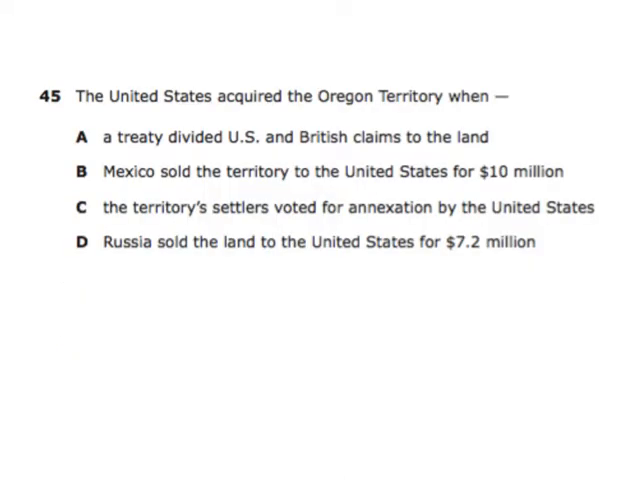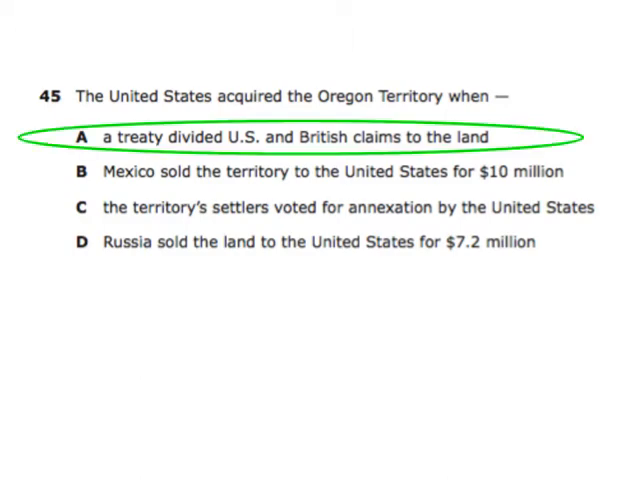The United States acquired the Oregon Territory when? Remember the map that I showed you before? In the far northwest, we had a treaty dividing the U.S. and British claims to the land. British got the area north, the United States got the area south, which was the Oregon Territory.